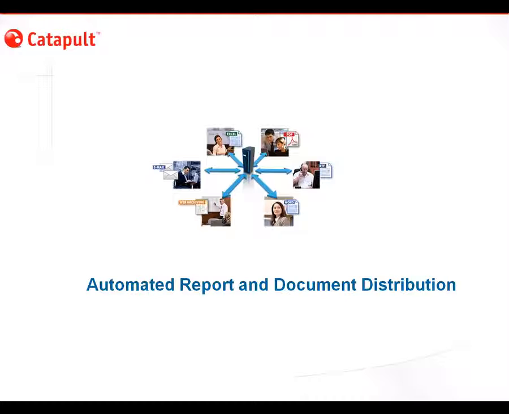Now, today what you're going to see is how easy it is to automate your report distribution with Catapult. What Catapult does is it delivers reports reliably to people in the format that they want, whether they want it as a PDF, Word, or maybe they want it as email or printed to them. You can do all of that within Catapult, and it's all automated.